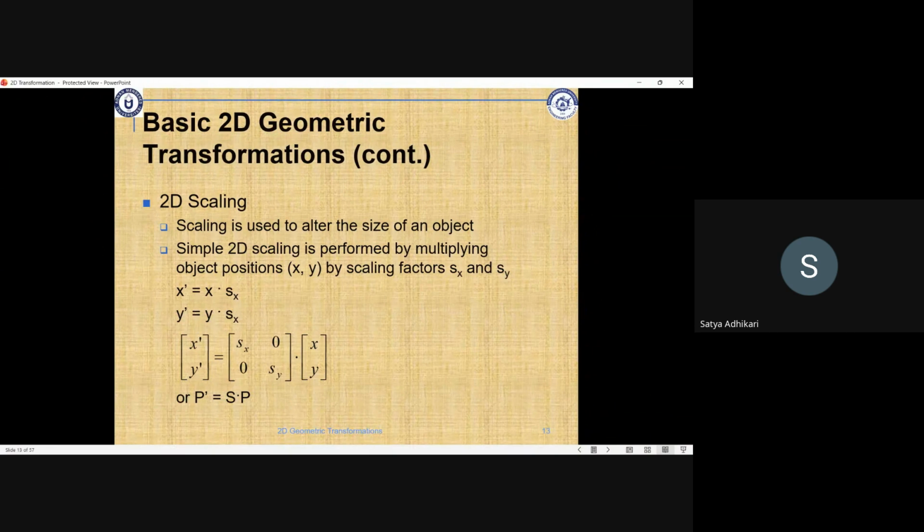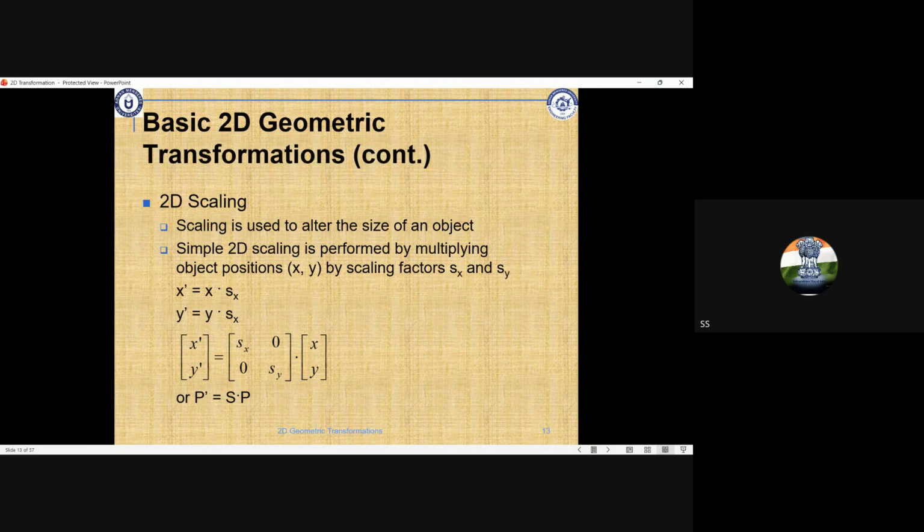Then we start a new transformation. The third one is scaling. And as you know, translation is used to change the position. Rotation is used to change the orientation of an object. But scaling is used to change the size of an object. If you want to change the size of the object, either increase the size of the object or decrease the size of the object, we need to apply scaling.